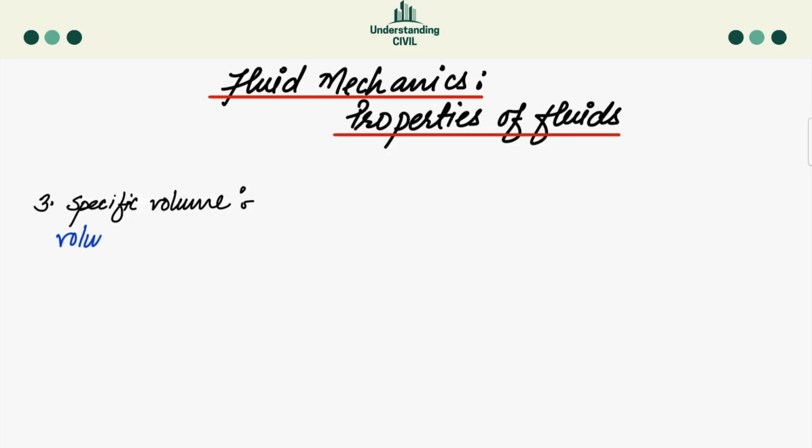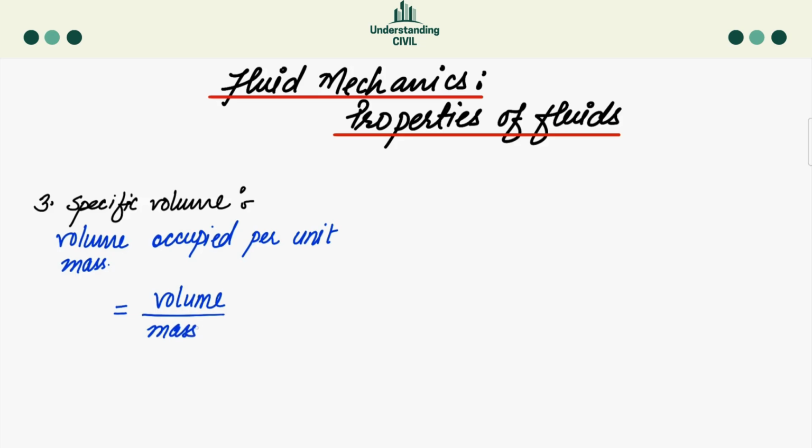So we say it is the volume occupied per unit mass. It's actually the ratio of volume to mass. So specific volume is defined as volume per unit mass. Volume has a unit of cubic meter and mass has a unit of kg. Hence the specific volume is defined as meter cube per kg.